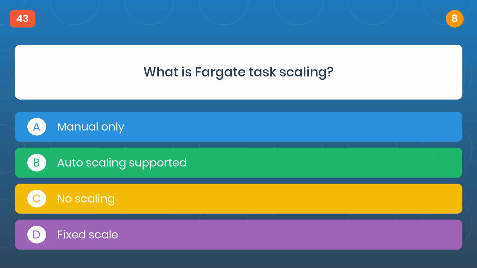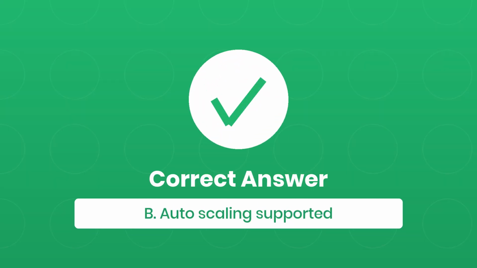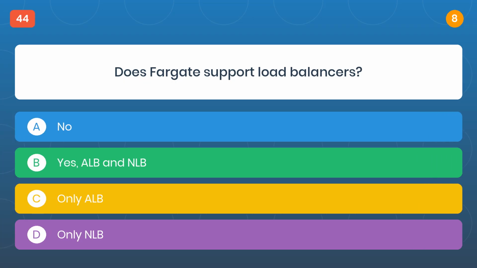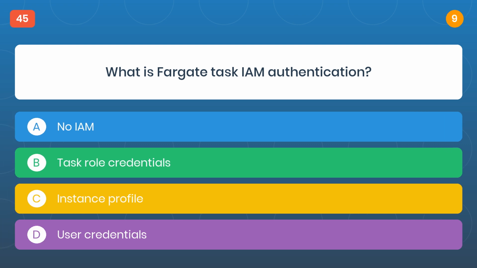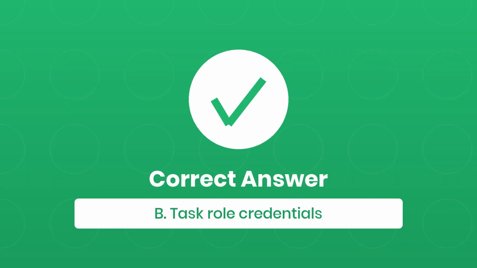Question 43. What is Fargate task scaling? The correct answer is B, auto-scaling supported. Question 44. Does Fargate support load balancers? The correct answer is B, yes, ALB and NLB. Question 45. What is Fargate task IAM authentication? The correct answer is B, task role credentials.